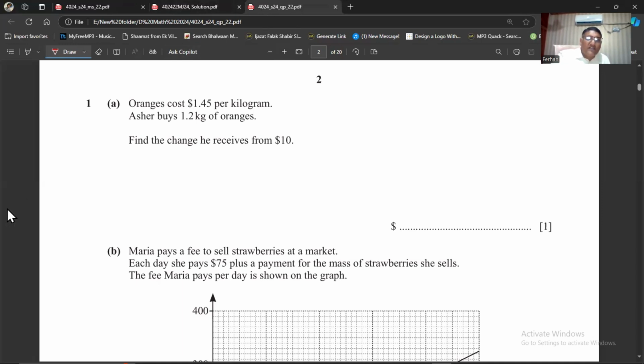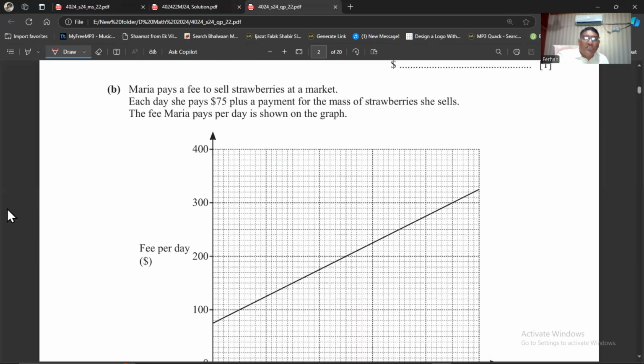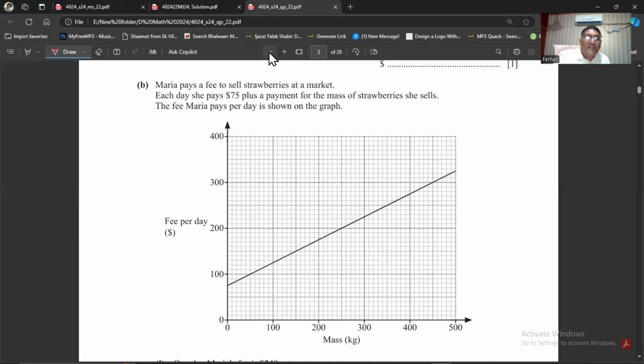So let's go to the next question. Question number 1, and its B part is showing up on your screen. Maria pays a fee to sell strawberries at a market. Each day she pays $75 plus a payment for the mass of the strawberries she sells. The fee Maria pays per day is shown on the graph. So she pays a fixed amount every day, $75, plus the rest of the amount depends upon how much strawberry she has sold.